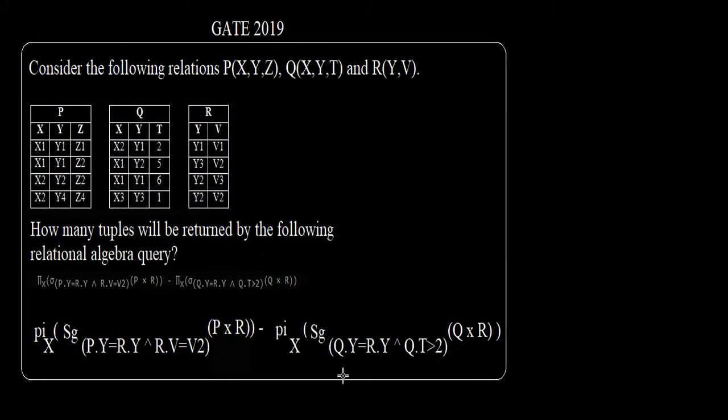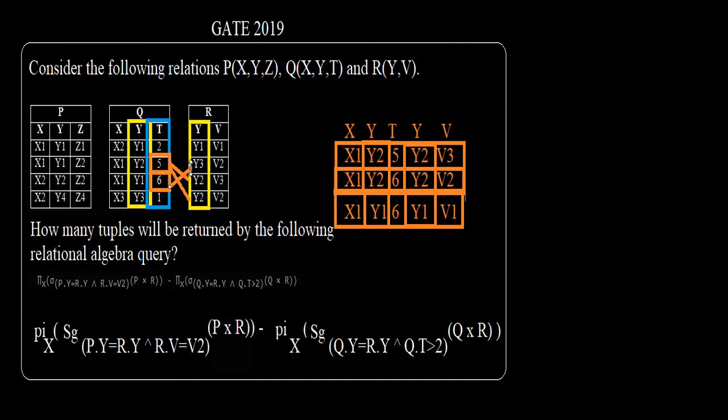Similarly, for the next query, we first mark Q.y and R.y here like this, and also Q.t greater than 2. We need to map the tuples from each relation to the other relation. Let's check the first one. It cannot be matched because it is not greater than 2, and here it can be matched, but we need to check the y2. So y2 can be matched here, and this can also be matched with this one. Also this y1 is mapped with the first tuple of R, and we get three tuples in the result.